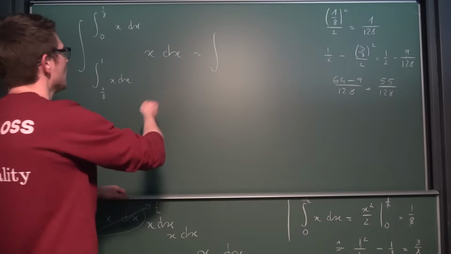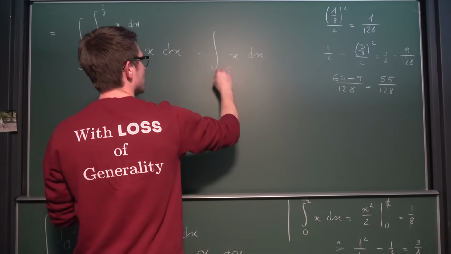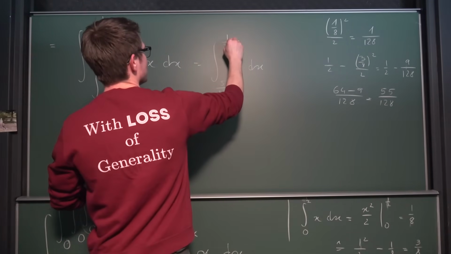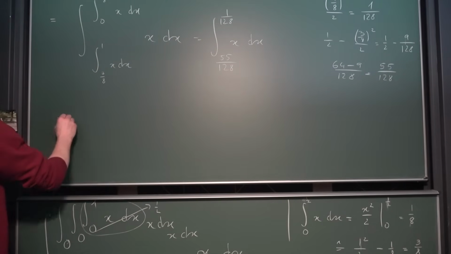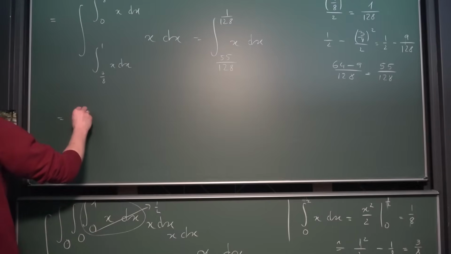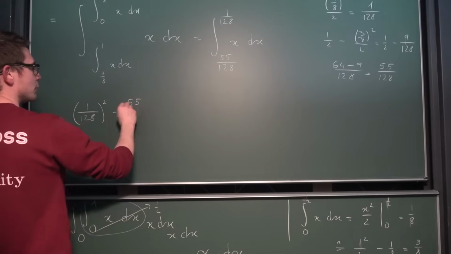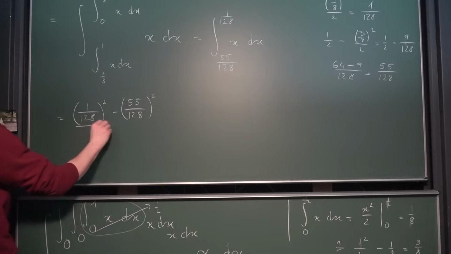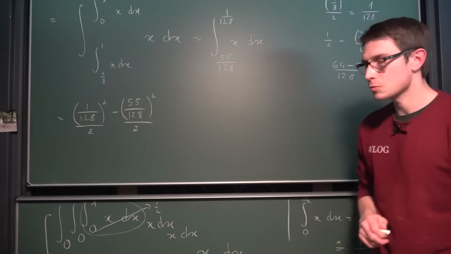And now we are at the last iteration step, a simple polynomial integral of x dx, from 55 over 128 to 1 over 128. Okay, and we know the procedure by now. This is going to end us up with 1 over 128 squared minus 55 over 128 squared, and all of this over 2.